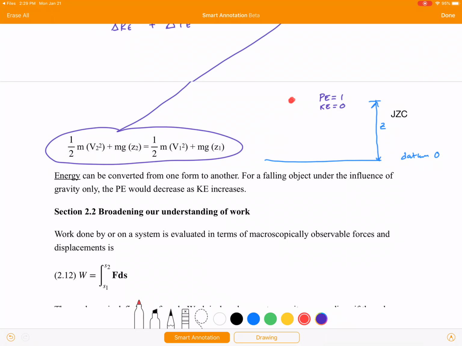As this ball starts to drop, the potential energy is being transferred to kinetic energy. And then immediately, infinitesimally close to the ground, at this point, z would be effectively 0. So now potential energy is equal to 0, and kinetic energy is going to be equal to 1. It transfers as the ball falls.